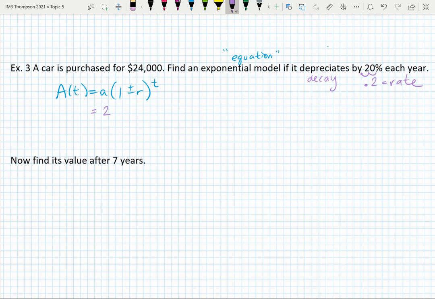Little a is going to be my initial amount. That's the initial amount that the car cost, so $24,000. To find the value that goes in the parentheses, I can either use 1 plus r if it's a growth or 1 minus r if it's a decay. This is a decay. So I'll subtract a rate of 0.2. I have a b value of 0.8 to the power of t.